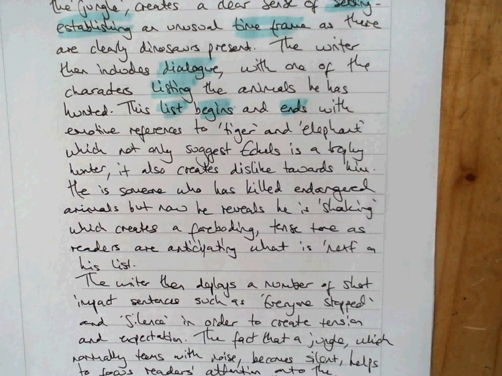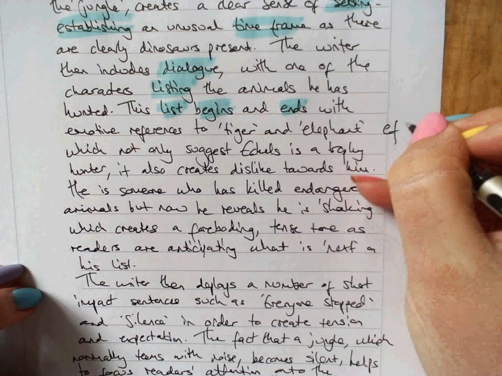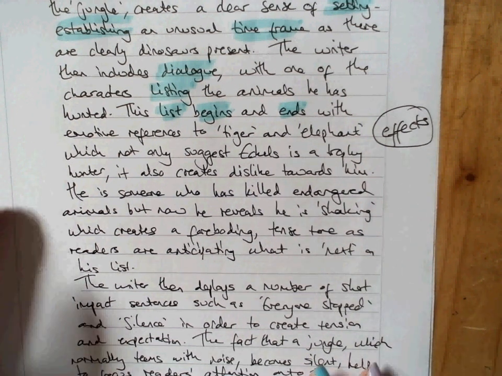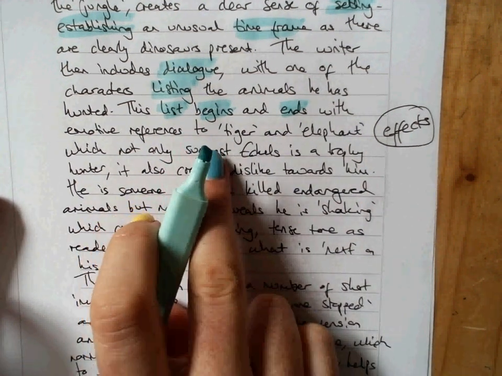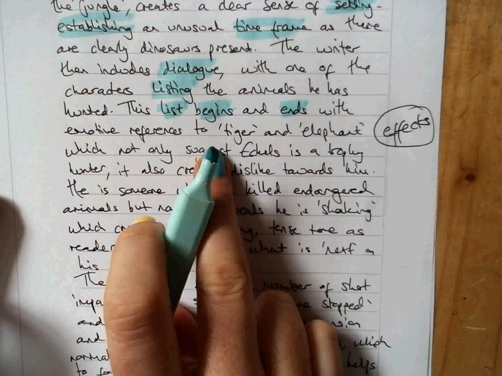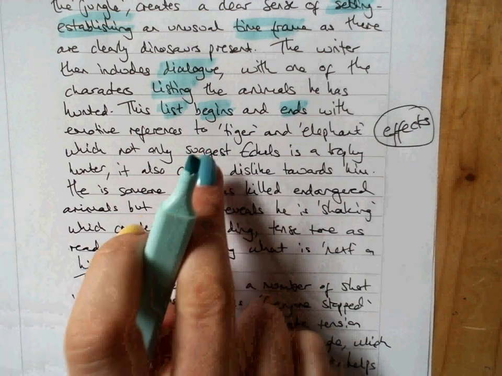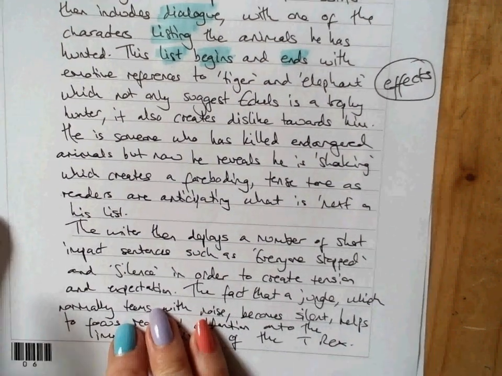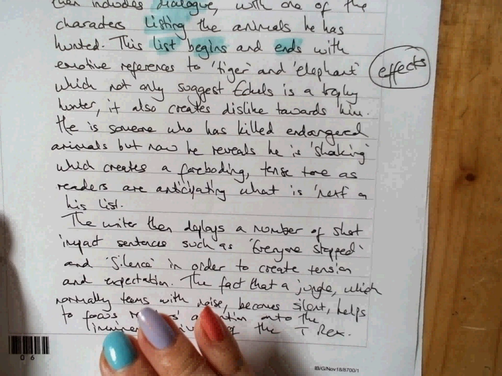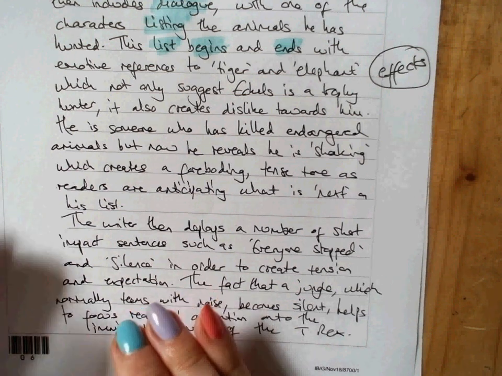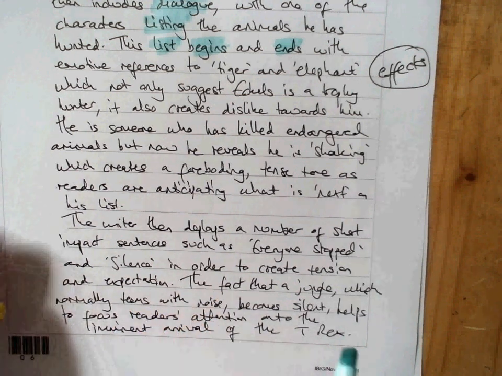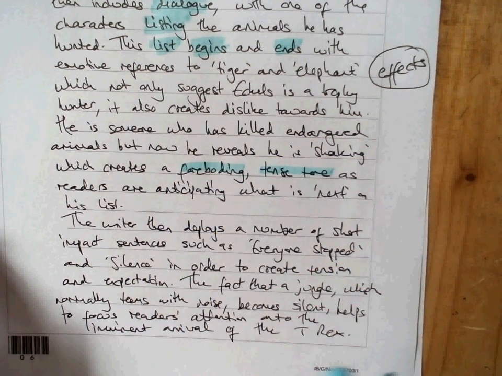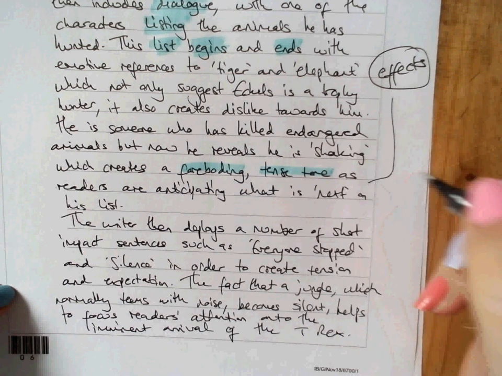So a bit like with the language question, we're still thinking about effects on readers, and I've used quotes. What I haven't done is say the noun this. I'm not using that language terminology or zooming in on it, but I am thinking about what's within that list and how and why that could be important. He is someone who has killed endangered animals, but now he reveals he is shaking, which creates a foreboding, tense tone as readers are anticipating what is next on his list. So again, this sense of effect.